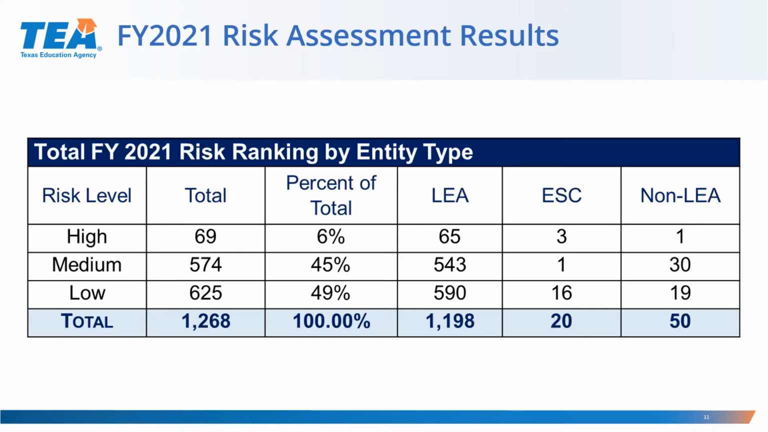Here are the results from last year's risk assessment process, fiscal year 2021. Only 6% of all entities scored as high risk, and the rest of the entities were split between medium and low risk. Only 65 LEAs, 3 ESCs, and 1 non-LEA scored high risk.